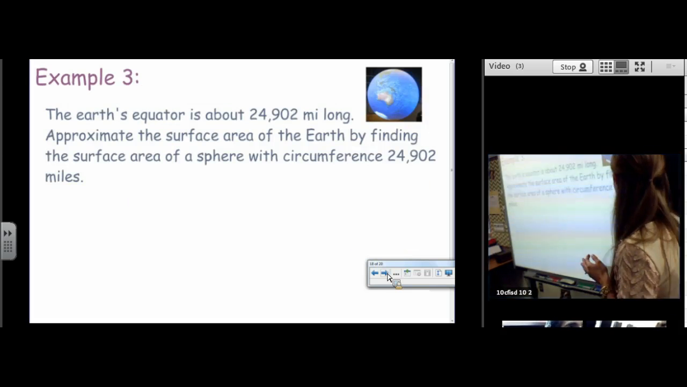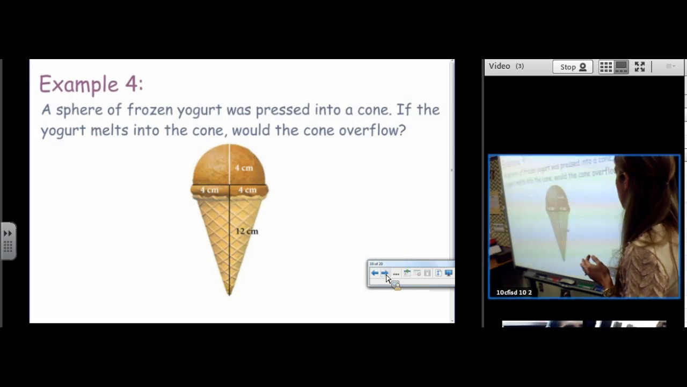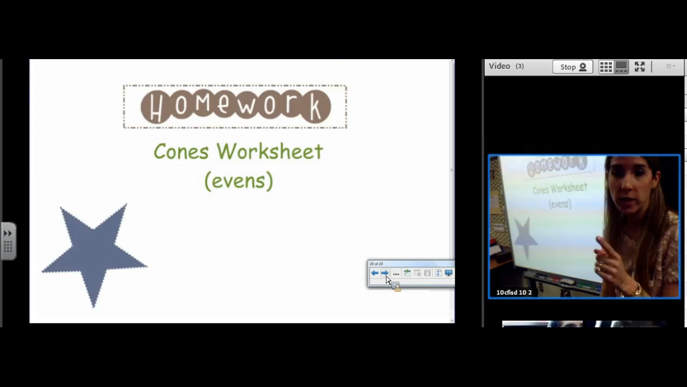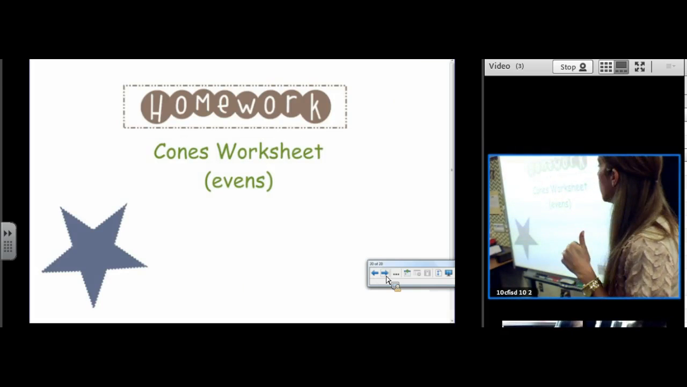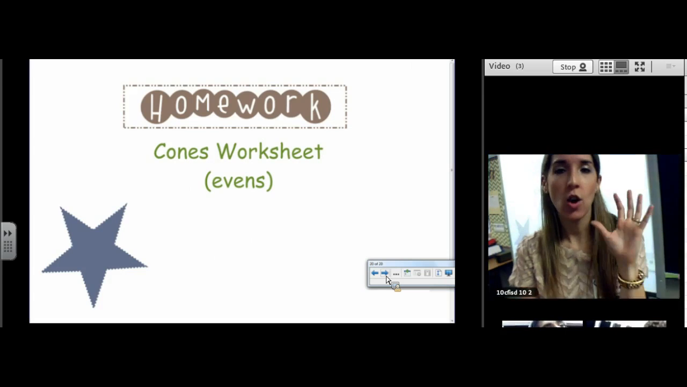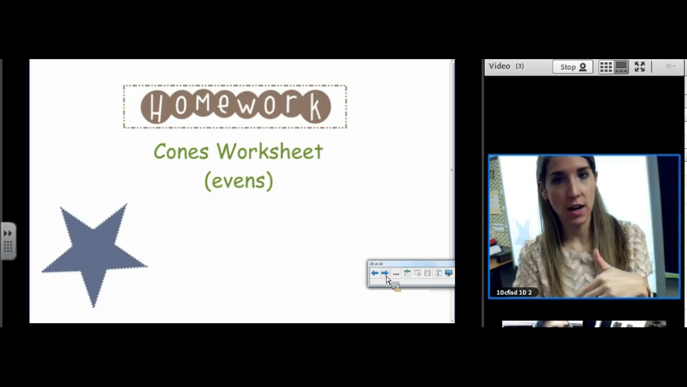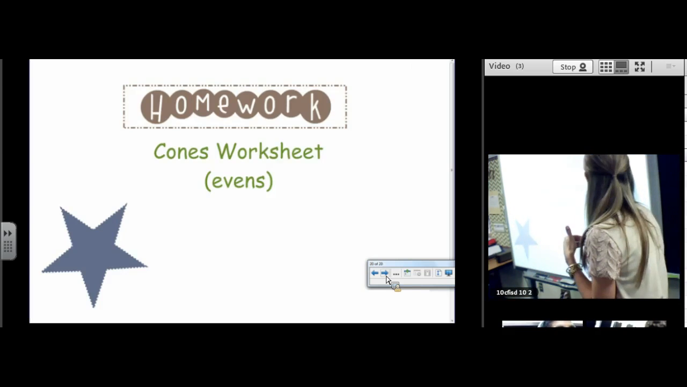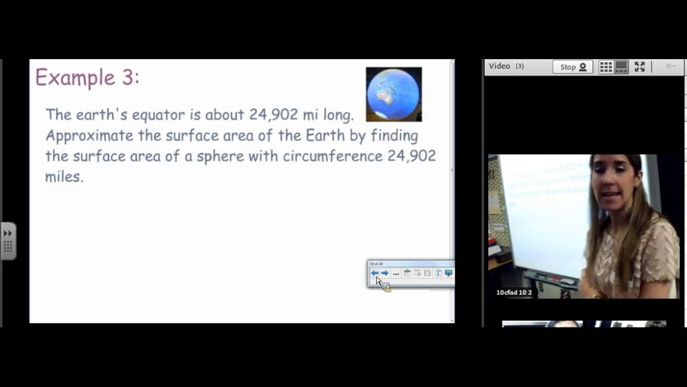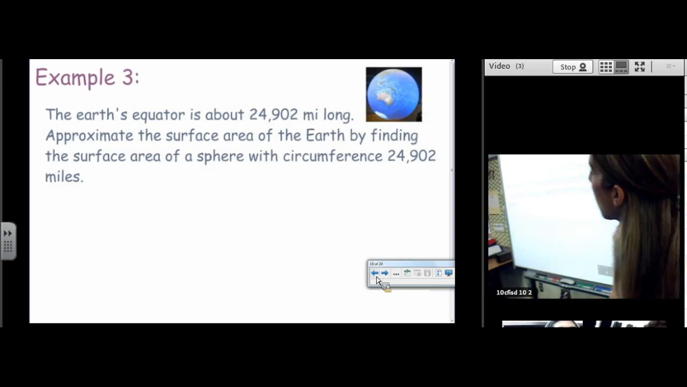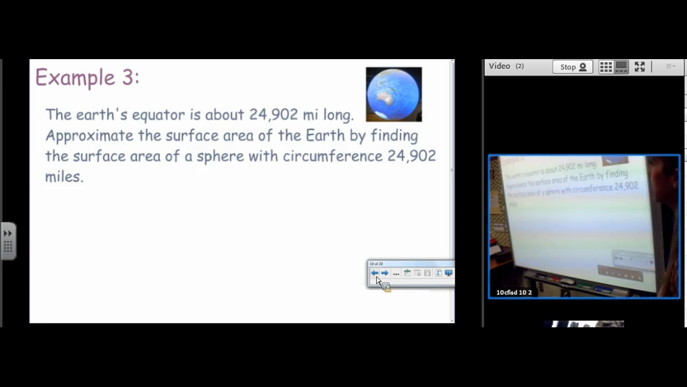Okay, I think this is the last one. Is it? No? Okay. Remember, it's not the cones homework. Oh, yeah. We're only doing the evens. Your homework is only over cones. You'll do your spheres homework tomorrow. I'm going to work this problem, but if you need to leave, you can leave. Okay? I love real world problems, so I don't want to skip this one.